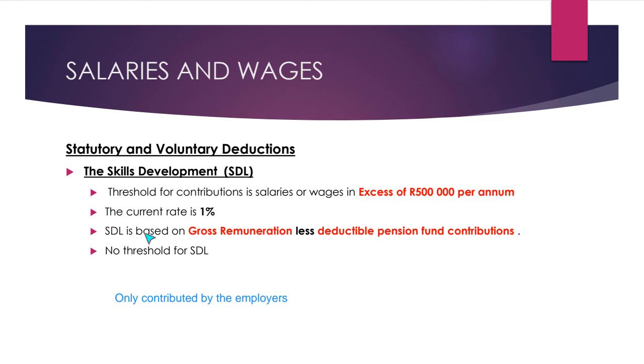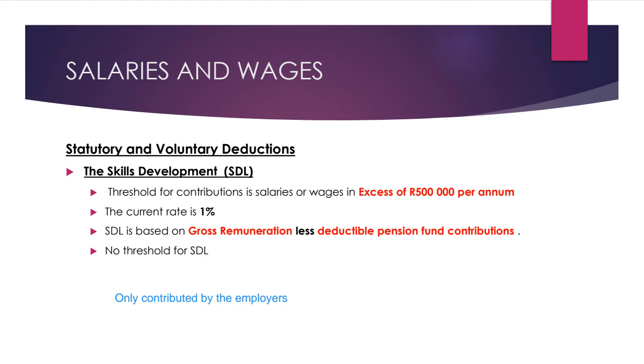So I want you to look at this formula. If you want to calculate your skills development levy, you take your gross salary, or I said gross remuneration, because remuneration accommodates both salaries and wages, ne? And you will deduct what? Pension fund, before you use the 1%. After doing that formula, then we do the 1%.